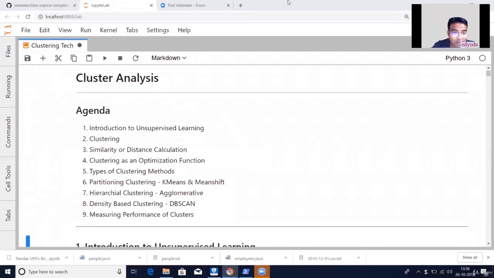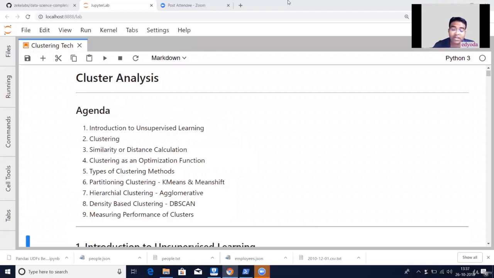Today we'll be discussing cluster analysis. The agenda for today's discussion is as follows. We'll first understand what is unsupervised learning and what is clustering. Clustering uses similarity and distance calculation a lot. There are a few techniques which we'll try to go through.